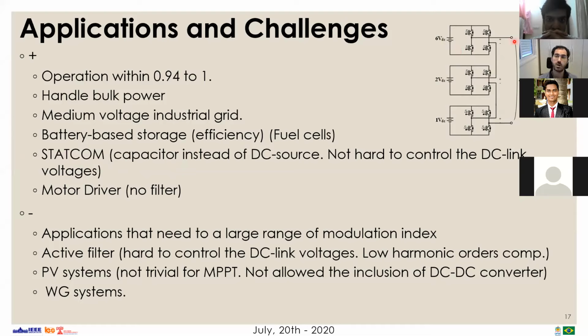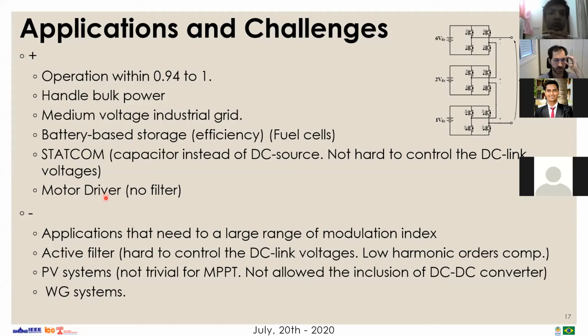And as the output current is sinusoidal, it's not hard to control the DC link voltage for the Statcom. Okay? Don't use DC sources, use capacitors, which need to be controlled. But since the output current is only sinusoidal, it will not be so hard to control the DC link. Again, this I think is the most promising application for such a topology.